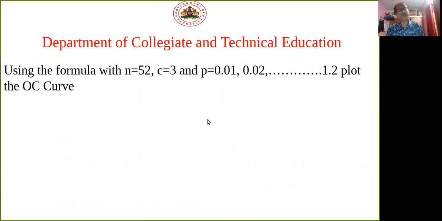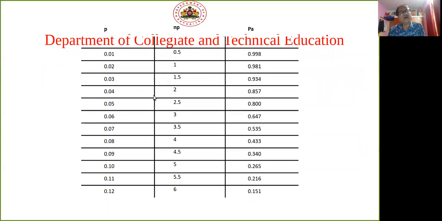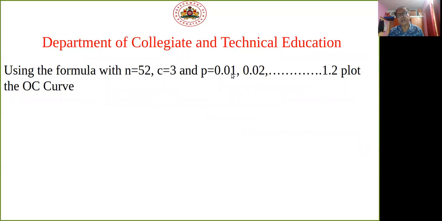So the next one is, using the formula with n equals 52, c equals 3, then p equals 0.01, 0.02 till 0.12. So plot the OC curve. Now here we have to take the values of np, p, and Pa. We need to find these out. He has given the values of p: 0.01, 0.02, 0.03 till 0.12. We need to go till 0.12.